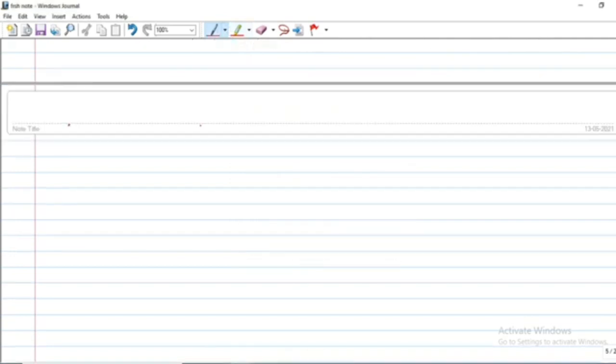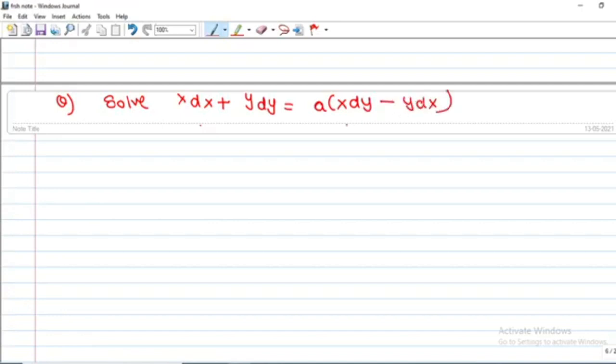So the next question which we are going to take is as follows, which says solve. What we have to solve: x dx plus y dy is equal to a times (x dy minus y dx) the whole upon x square plus y square, where a is constant.